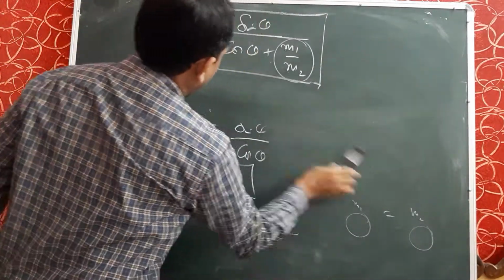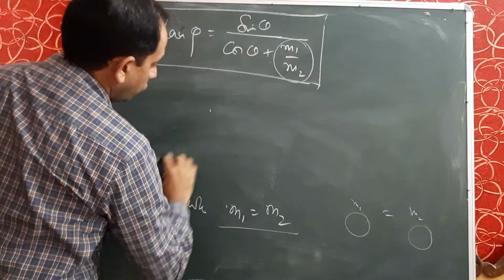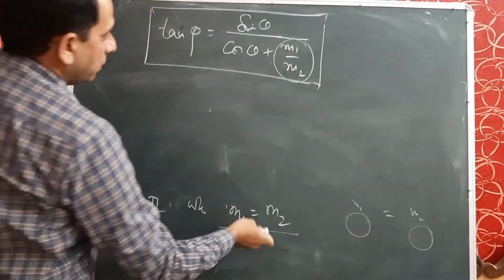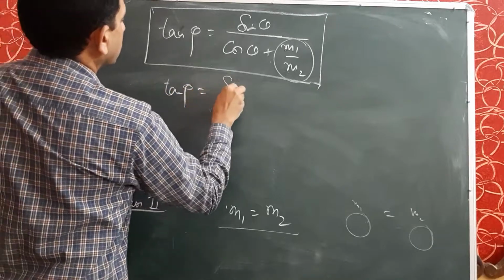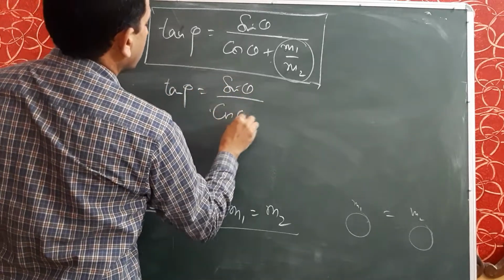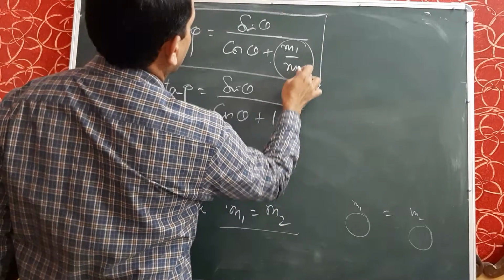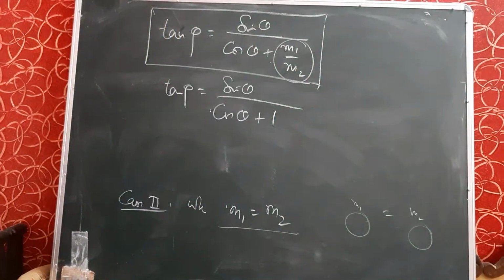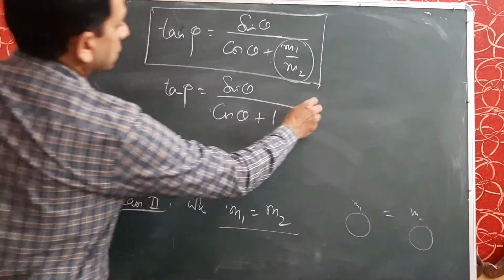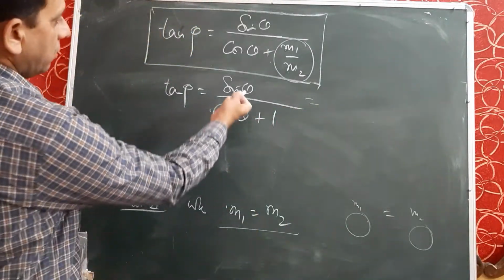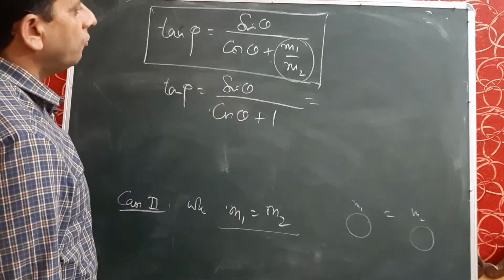So when m1 is equal to m2, what will happen? It will become tan phi is equal to sin theta over cos theta plus 1, because m1 upon m2 cancel out and we get 1. So sin theta upon cos theta plus 1. Now we will reduce these terms using the half angle formula.